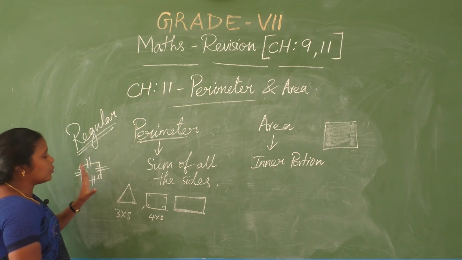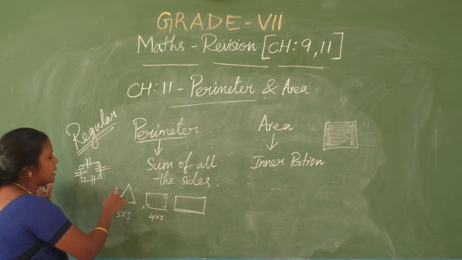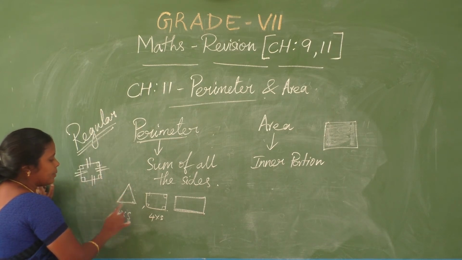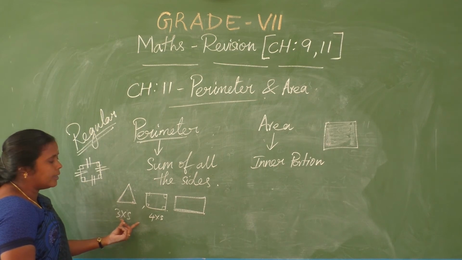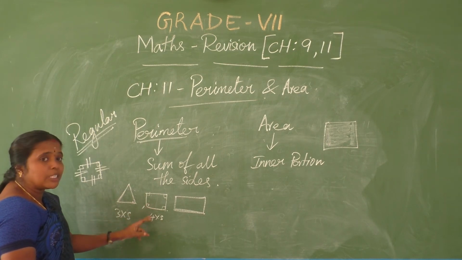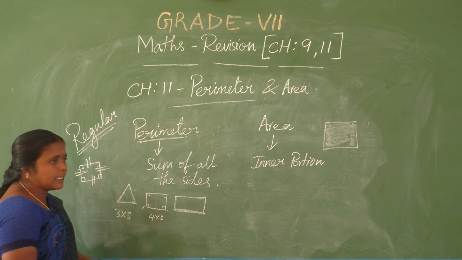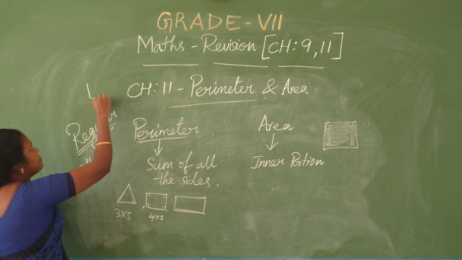For a regular figure, you multiply by the number of sides it has. Equilateral triangle means 3 into side. Regular quadrilateral, nothing but a square, is 4 into side.